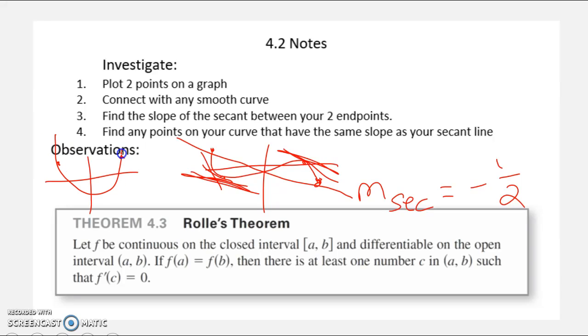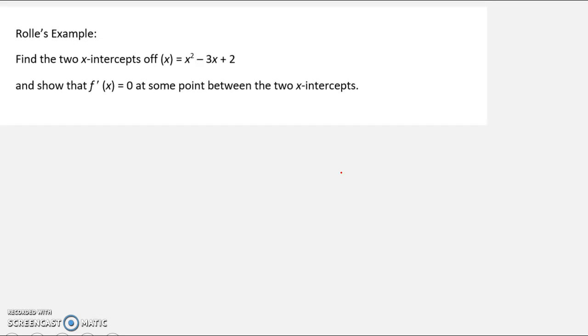So let's say I did something like this. There's point A and B, and the slope between A and B would definitely be 0. So what Rolle's theorem says is there's going to be at least one other point where we also have 0. There's going to be a derivative equal to 0. When we had this angled one that we first investigated with, that is going to be giving us the mean value theorem. So let's try a Rolle's example.